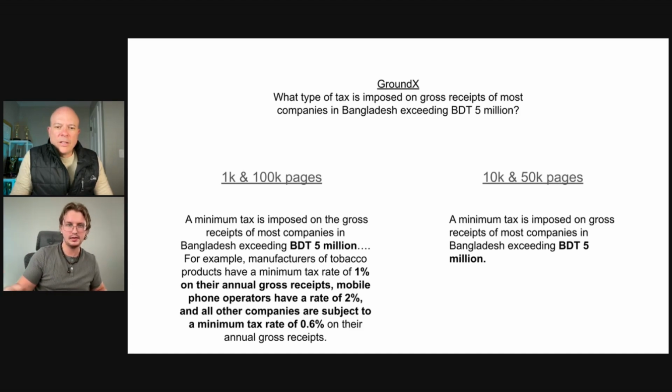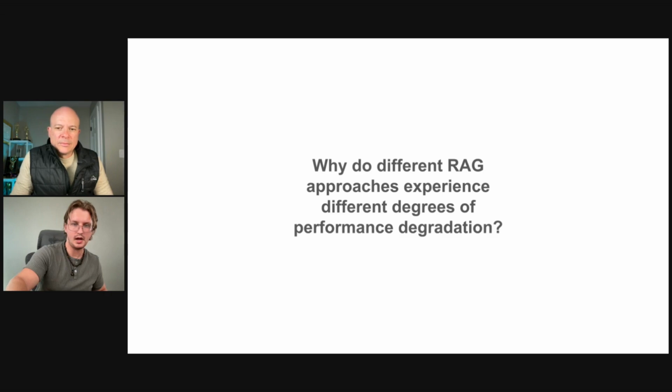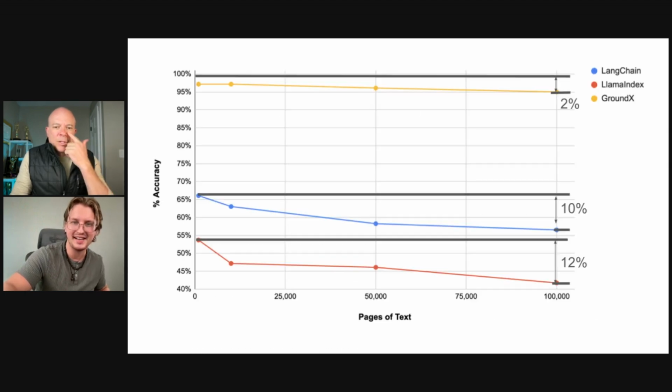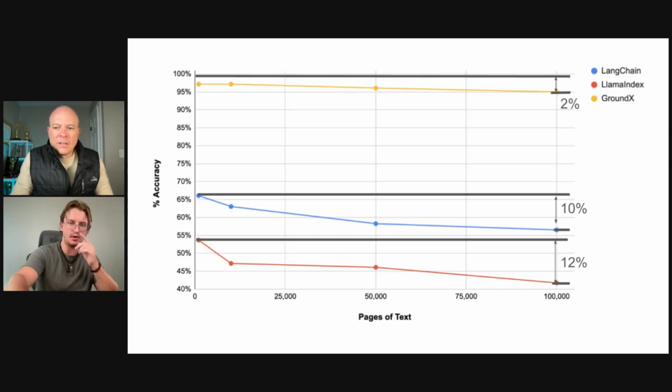And how great are these accuracy losses? I saw you had a chart there. How big are these accuracy losses once you start to scale up? Yeah, so we found that with GroundX, our system, we experienced a 2% degradation in performance, while LangChain and LlamaIndex experienced a 10% degradation and a 12% degradation, I think, respectively. LangChain 10, LlamaIndex 12. And that was across 100,000 pages.